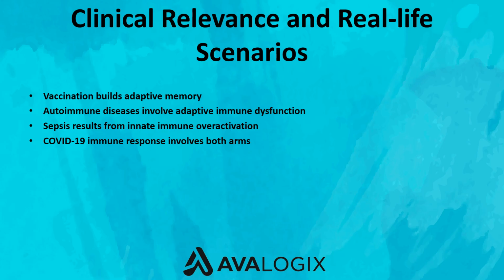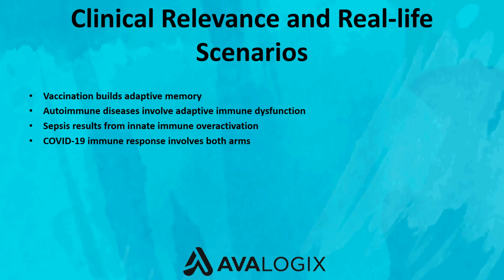Innate immunity also plays a role here. Chronic activation of innate sensors, like PRRs responding to danger signals, can worsen inflammation and trigger autoimmunity. So again, it's a partnership, but when the balance is off, disease happens.